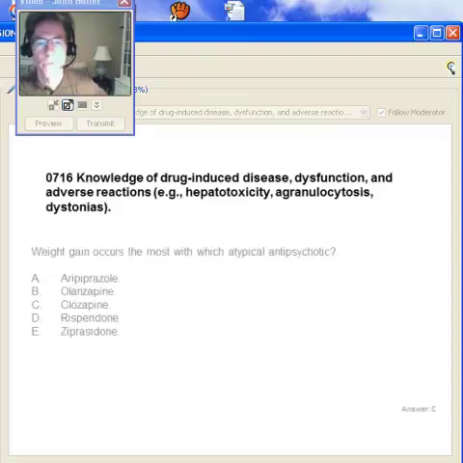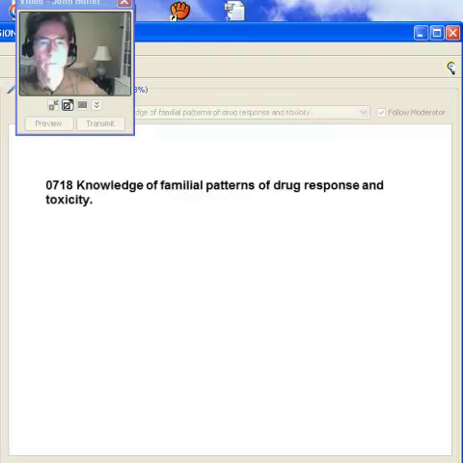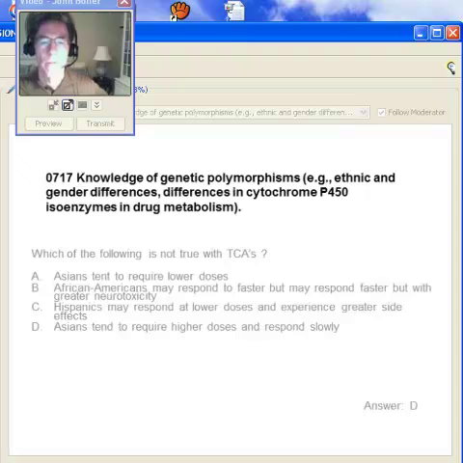Weight gain occurs the most with which atypical antipsychotic? Y'all should know this really quick. Probably, yep, C. Which of the following populations is likely to experience greater EPS? Asians. That's important. They're likely to have that nowadays. Something like that. Which of the following is not true for TCAs? Asians tend to require lower doses.